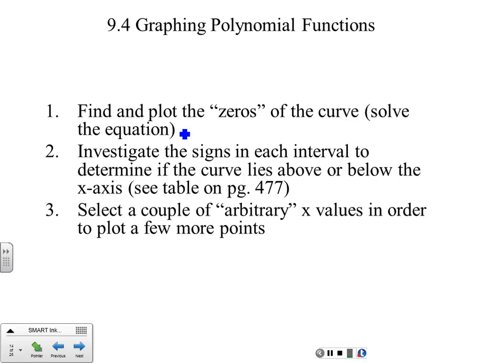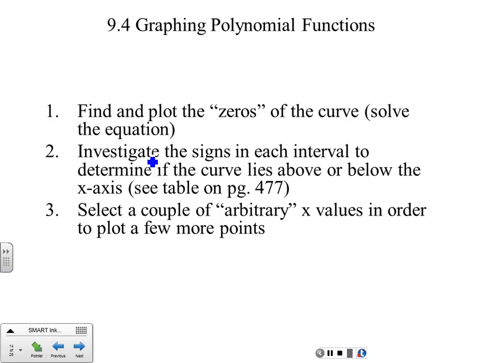But there's not an x-intercept. So you're going to find and plot the zeros of the curve. That's going to be your x-intercepts. And then we're going to investigate signs. We're not going to be technical about this at all. Okay? And I'm going to show you what I mean.